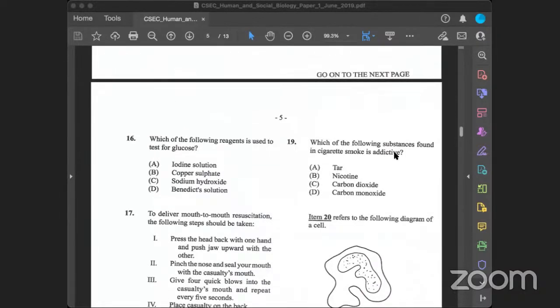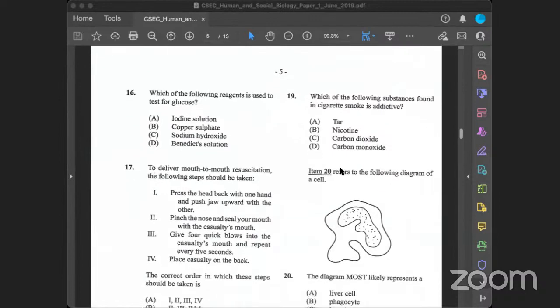Which of the following substances found in cigarette smoke is addictive? B, nicotine. Yeah, nicotine makes it addictive. The tar is what makes your lung look black after years of smoking. Arsenic is what makes it cancerous.